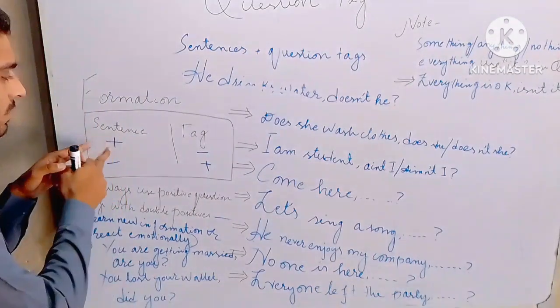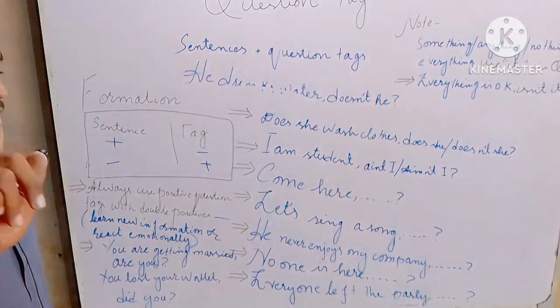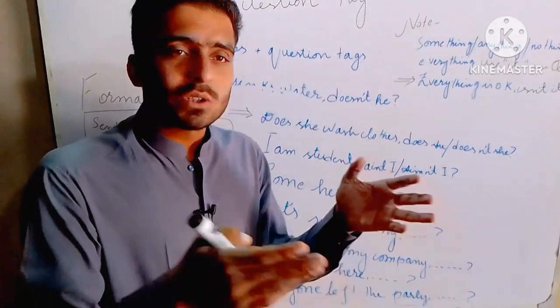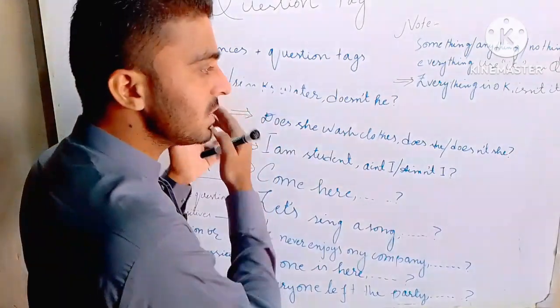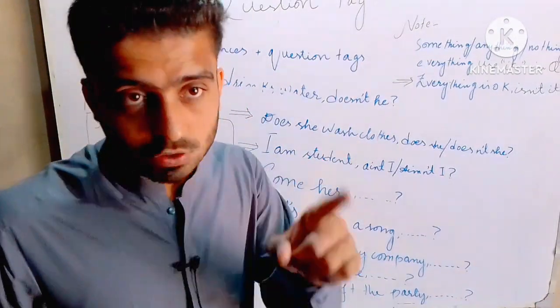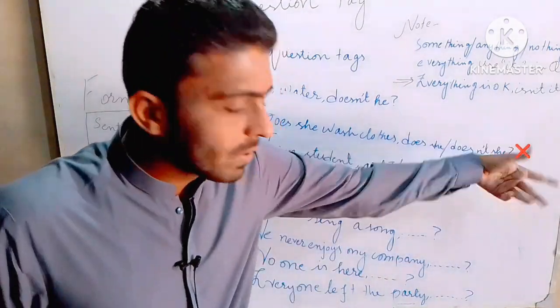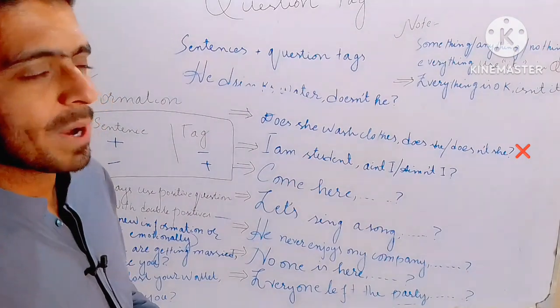If the sentence is positive, you have to use the negative tag. If the sentence is negative, you have to use the positive tag. But you don't have to use the tag in an interrogative sentence, because question tags are used for asking a question. If there is a question already in the sentence, we don't need to use another tag in the sentence. Is that clear? So the sentence is going to be incorrect.